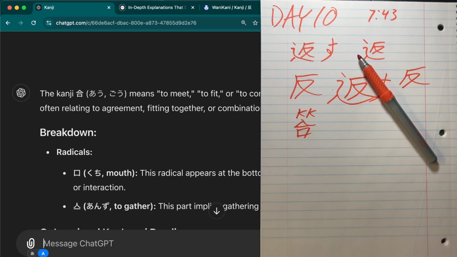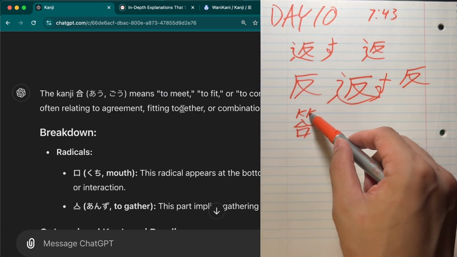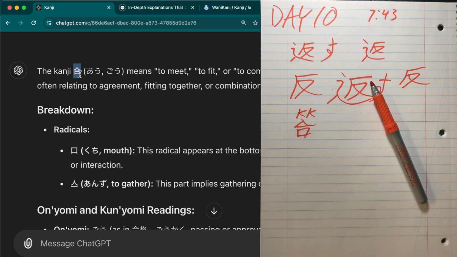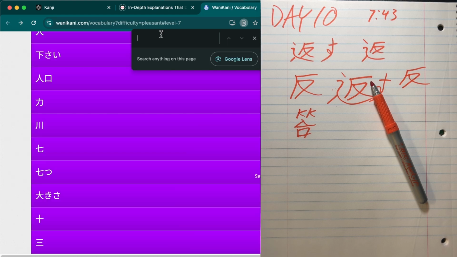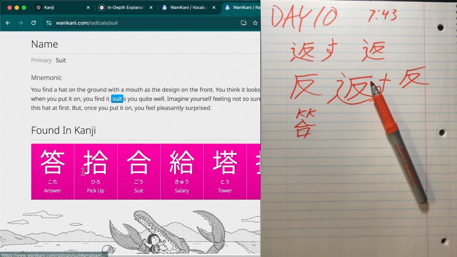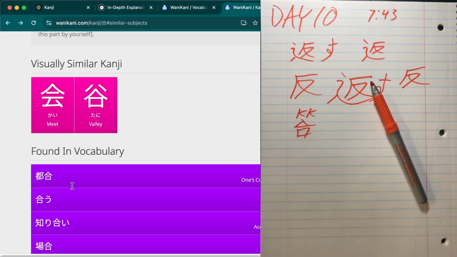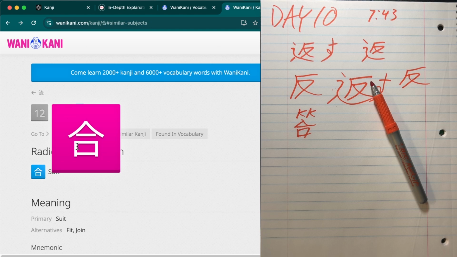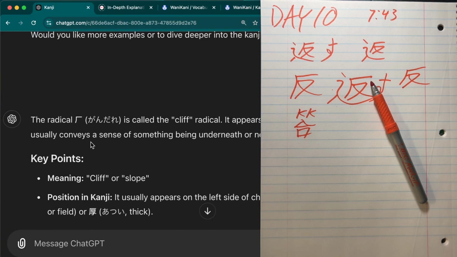Okay, but I remember it being in kotae because kotae is an answer, and an answer is supposed to match or fit or something like that. I forgot what these top radicals mean, but that's okay. We have kuchi and we have anzu together. I'm going to do a little WaniKani search as well. Oops, seems like they don't have it. So suit, true radical combination. Seems like they don't have a composition of this thing. So to match, to suit, to fit, to join. Got it. Okay, that's good enough for me for that one.